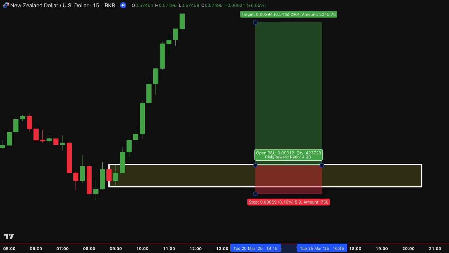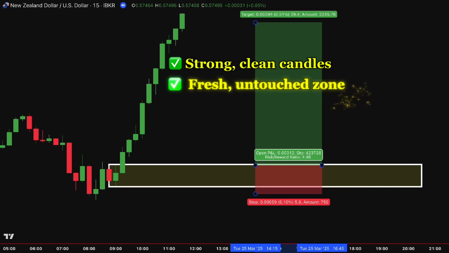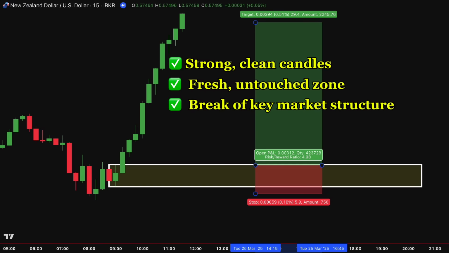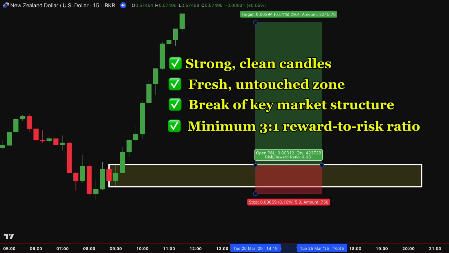So let's review. Strong, clean candles, fresh, untouched zone, break of key market structure, minimum 3-to-1 reward to risk ratio. This demand zone checks every box. It's not just a decent setup, it's a high probability trade that deserves serious attention.